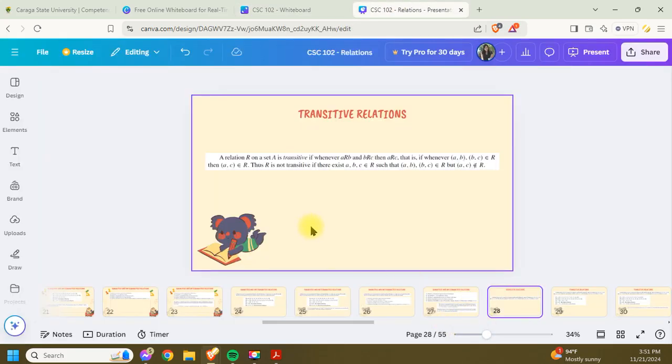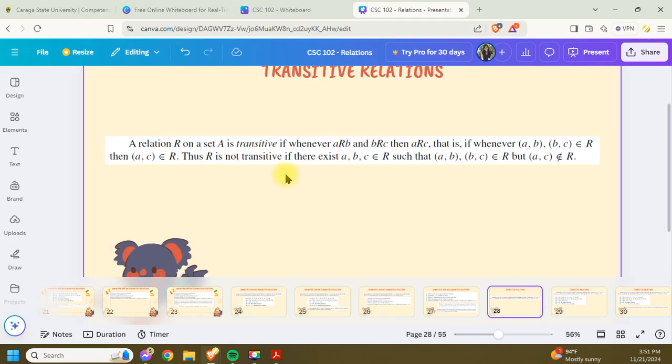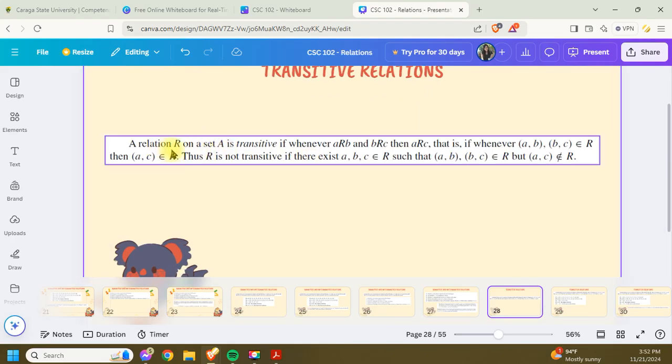I think I have here how to write a transitive relation. We can say that a relation R on set A is transitive whenever there is an element A related to B, and B related to C, such that A is now related to C. So if that exists in your relation set, then we can call that a transitive relation.